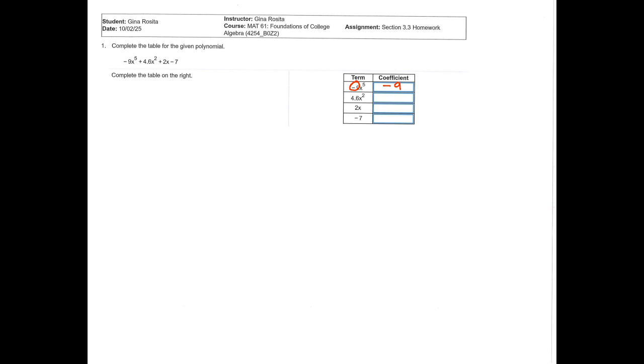Now the next one is 4.6x squared. The numerical factor, the coefficient, is 4.6. So I just put 4.6. How about 2x? The coefficient is 2. Negative 7, just put negative 7. Okay, this is for the coefficient of a term. This is for number 1. So now go to number 2.